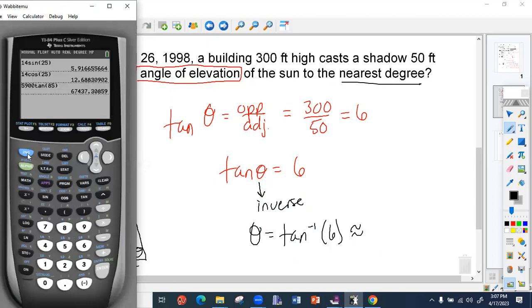So we're going to go second tan, and type in 6, and what do we get? 80.5, but it says nearest degree, so approximately 81 degrees. It said nearest degree.